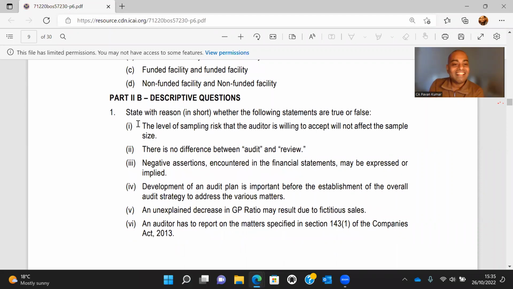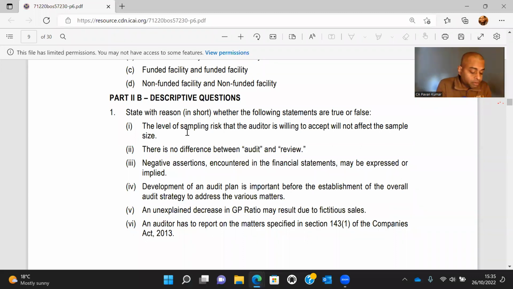This is cheating. Okay. So state with reason in short whether the following statements are true or false. The level of sampling risk that the auditor is willing to accept will not affect the sample size. You don't need to write the reason. In the exam, you need to write the reason. Here, for classroom discussion, correct or incorrect is enough.